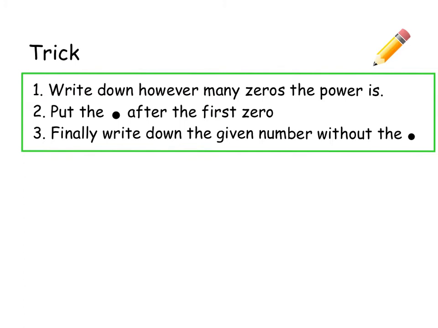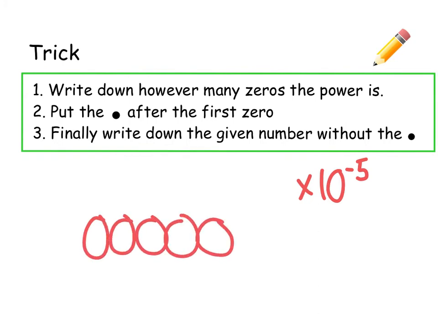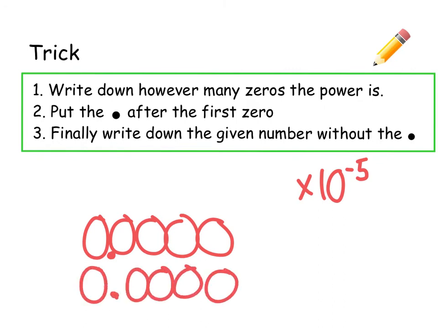So if it said times 10 to the minus 5, we are going to write down 1, 2, 3, 4, 5 zeros. That's step 1. Then we put the dot after the first zero, so it should always be 0 point. Now you might prefer to start off and go, right, I need 5, so that's 0 point, I need 4 more. That's both the same thing. So either way, we've got our 5 zeros at the beginning and our dot after the first zero.